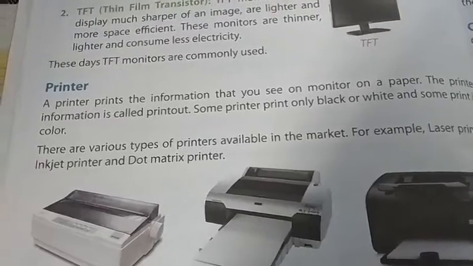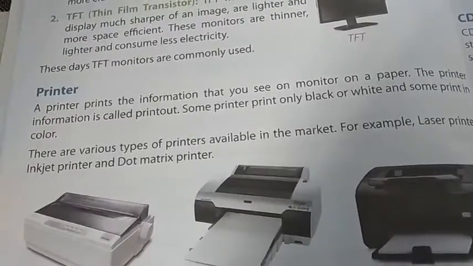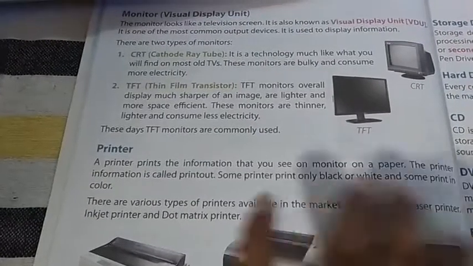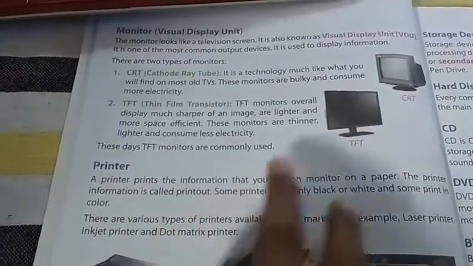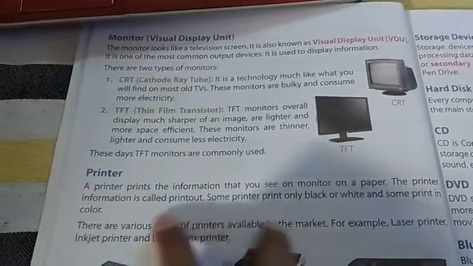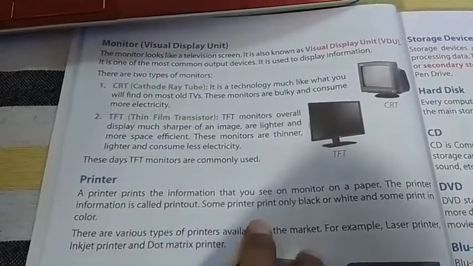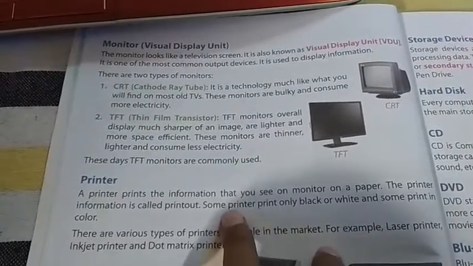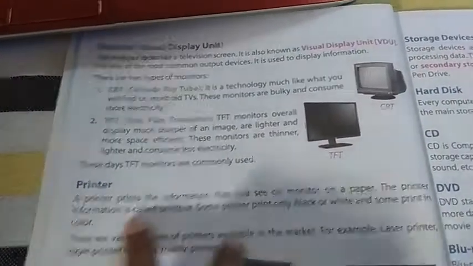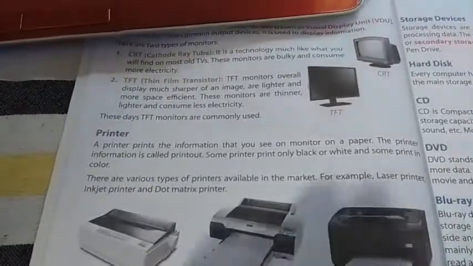Next is printer. A printer prints the information on your monitor on a paper. The printed information is called printout. Some printers print only black or white, but some print color. There are various types of printers, you can see that.